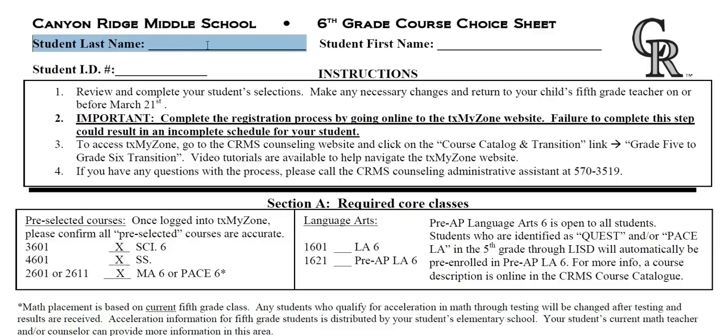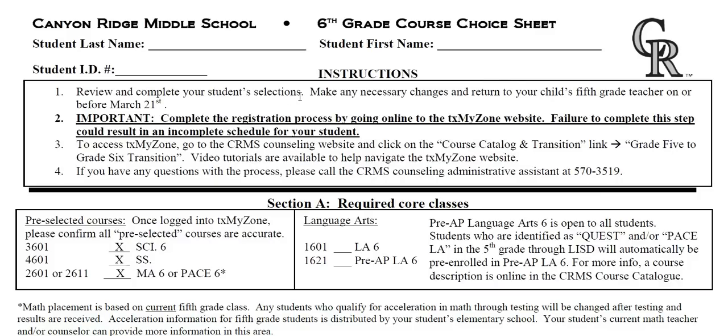Students will fill out their last name, then their first name, and then their Leander ISD student ID. The instructions for the choice sheet are right here. To summarize, students will come during their 5th grade visits. They will complete this choice sheet, which will be in duplicate copy, with a CRMS faculty member or a staff member in the room with them.